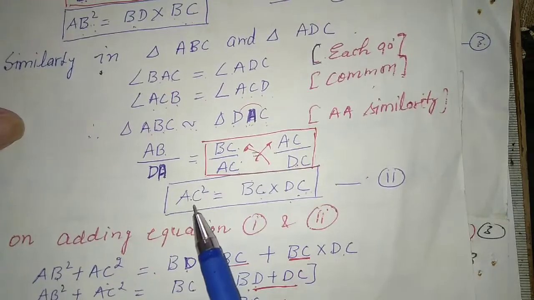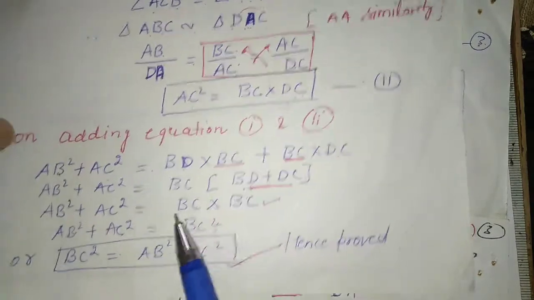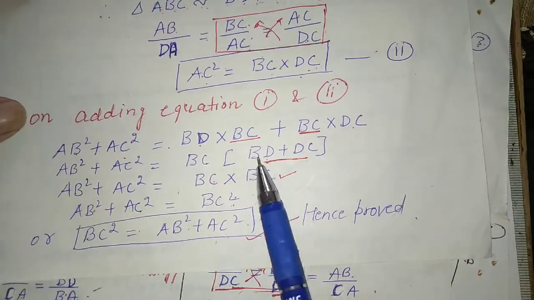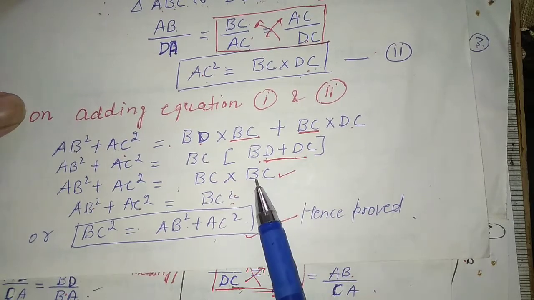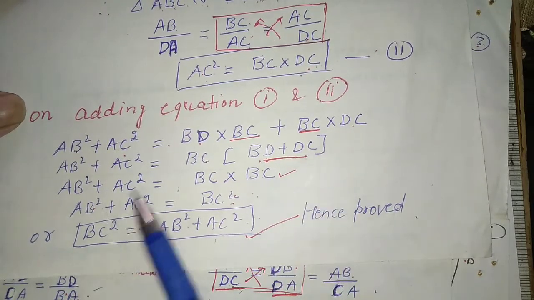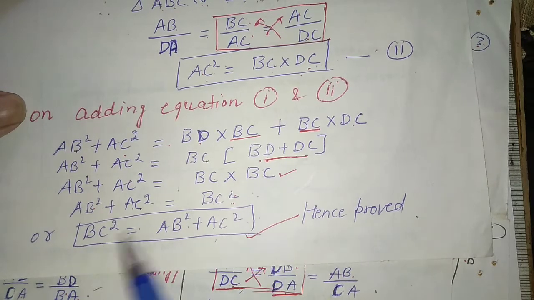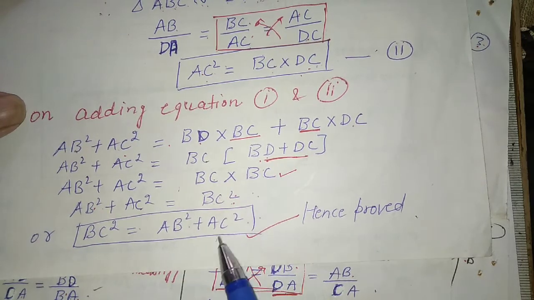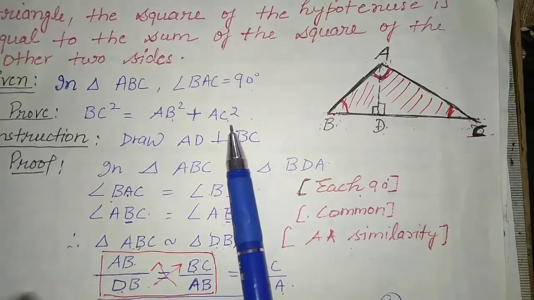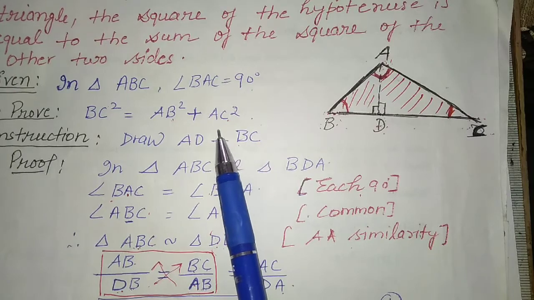So this is AC square, this is BC multiply BD plus DC, that is equal to BC. So AB square plus AC square is equal to BC square. So hence we can say BC square is equal to AB square plus AC square, that we wanted to prove here. This is the proof of the Pythagoras theorem.